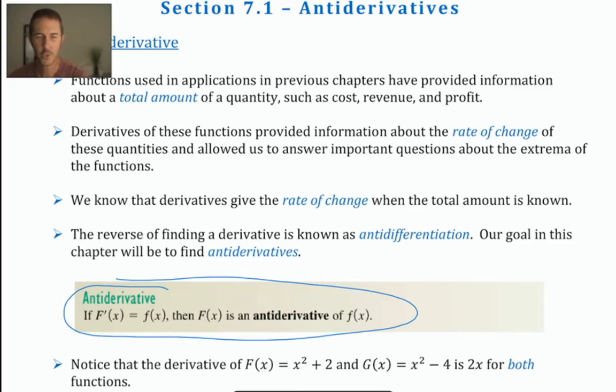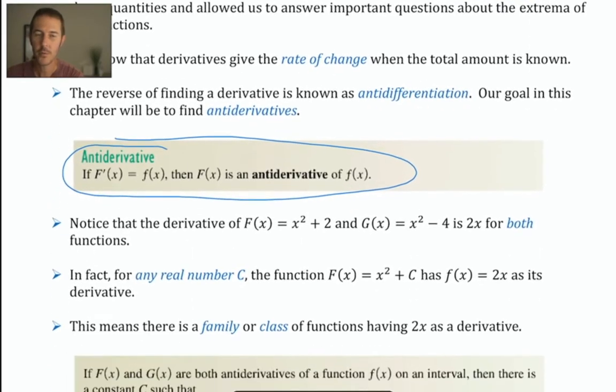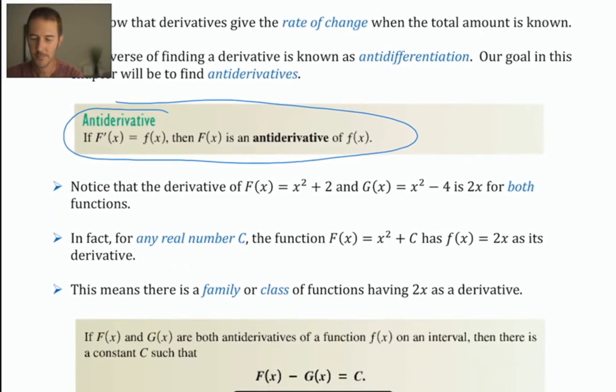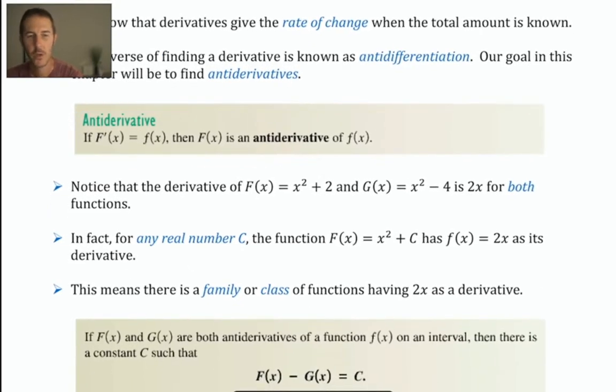So how did we change capital F prime into just capital F? How did we get rid of the prime? We found or took the antiderivative. So far, this is sounding very exciting. As we start to acclimate to this process, I want to show you something that's maybe a little bit disturbing.